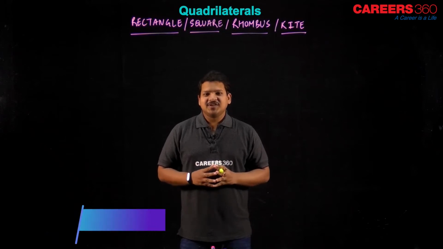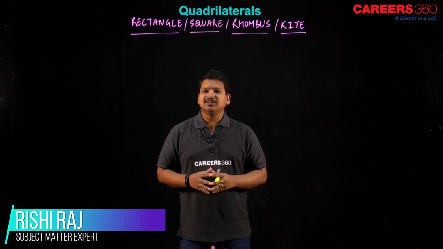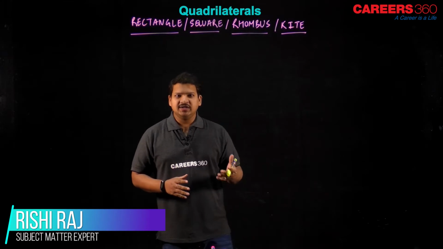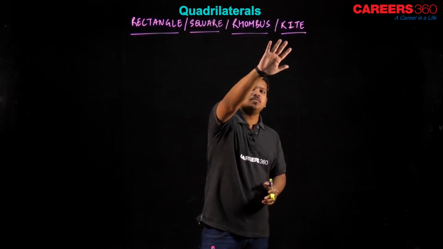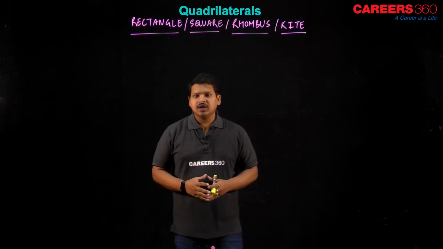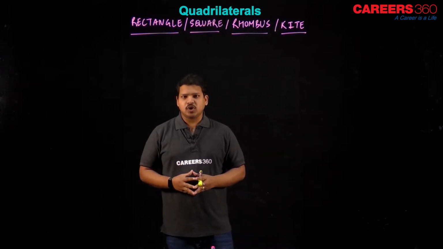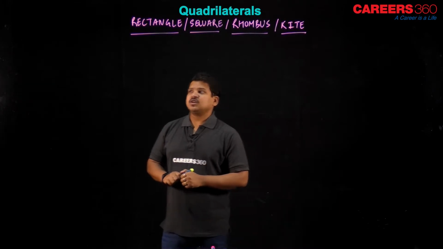Welcome back everyone. So we are in the last phase of learning the types of quadrilaterals, and in this lecture, as you can see, we will be focusing firstly on rectangle, then a square, then rhombus and then kite. They all are various types of quadrilaterals. So firstly, let's focus on rectangle.